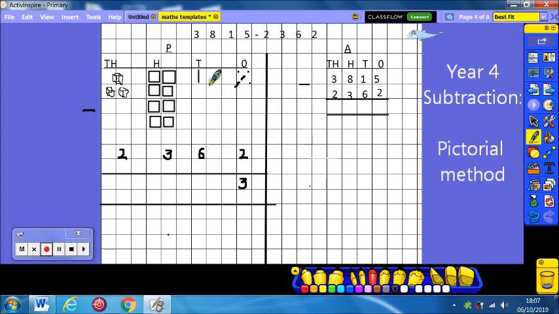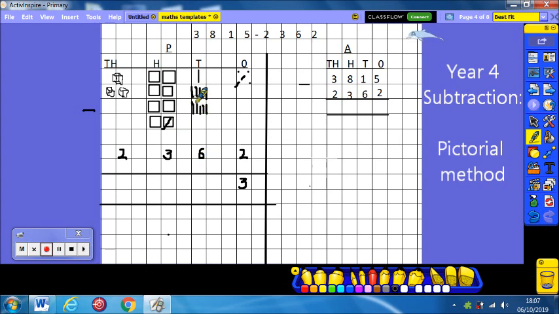Next, I've got to take away 6 tens from 1 ten. The children can see pictorially that there are not 6 tens there to take away, so we now need to exchange from 100. I know that 100 will equal 10 tens, so I'm going to draw 10 tens, and I'm going to try and draw 5 of those tens if I can, as carefully as I can, in one square. There's 5 tens, 6 tens, 7 tens, 8 tens, 9 tens, 10 tens, because 10 tens have been exchanged for 100. I now can take 6 away.